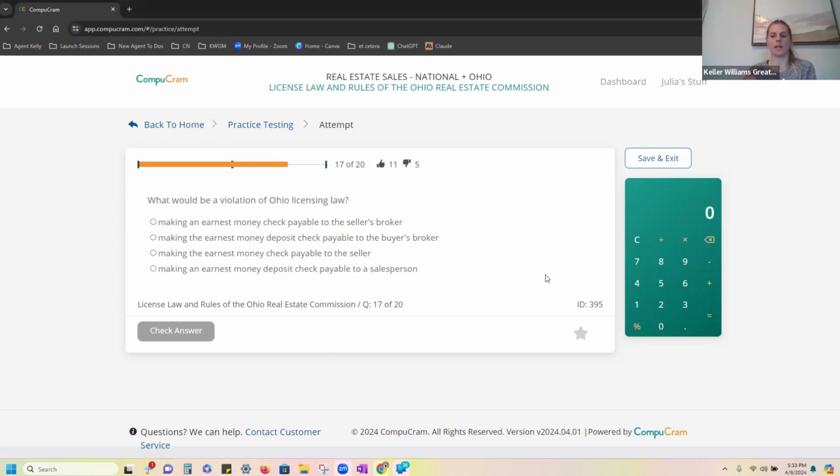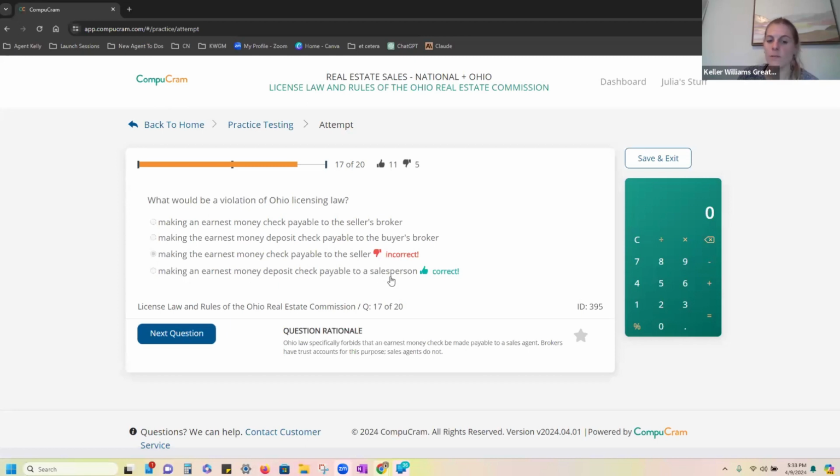So which one would be breaking the law? Making the earnest money check payable to the seller would actually be making the earnest money deposit check payable to the salesperson. So Ohio law specifically forbids that any earnest money check be payable to the sales agent. Brokers have trust accounts for this purpose. Sales agents do not. So we as agents are not allowed to receive earnest money. The broker is, but the salesperson is not.